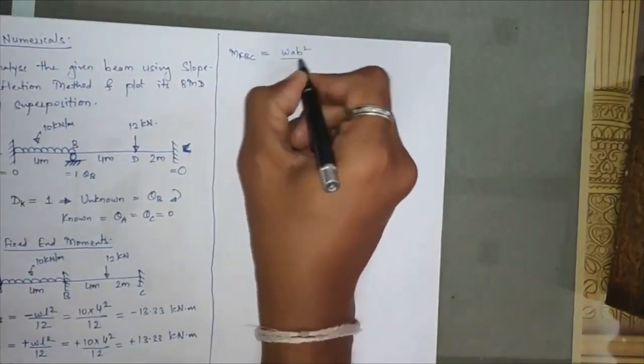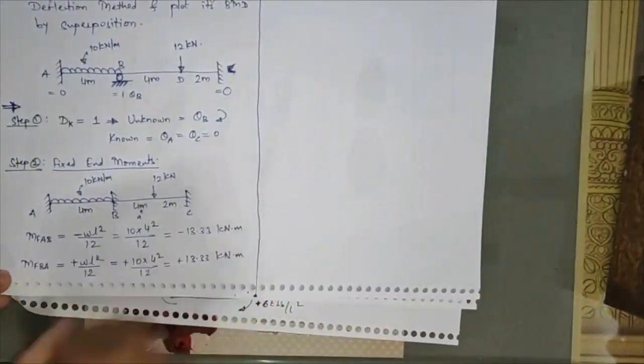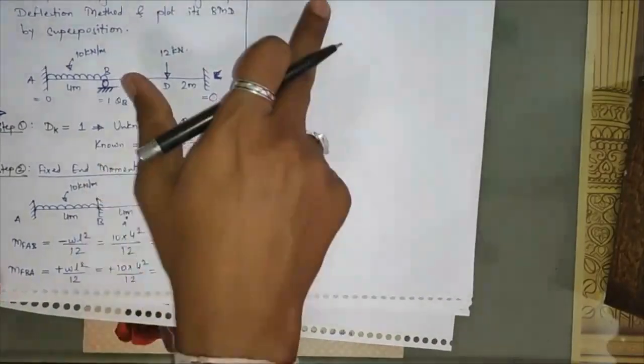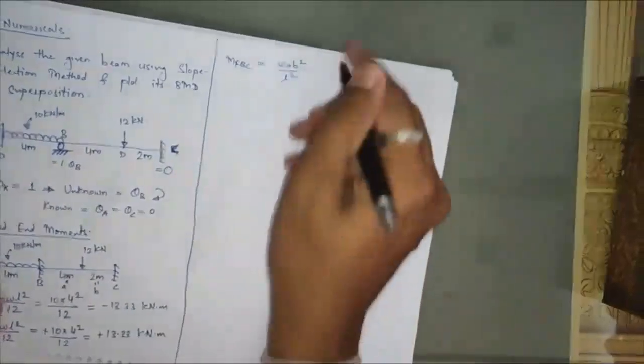W A B square divided by L square. Here this 4 meter will be our A value, and this 2 meter will be our B value in this equation over there. Okay, so we'll substitute this value.